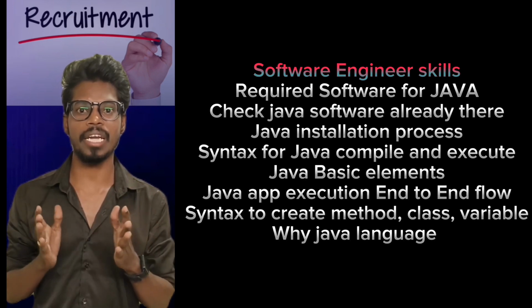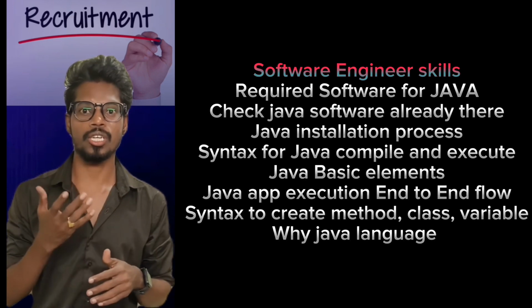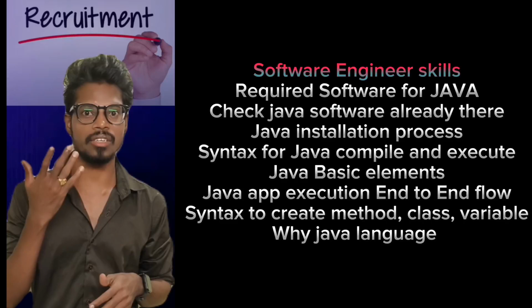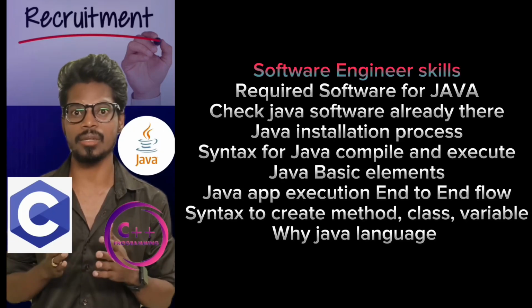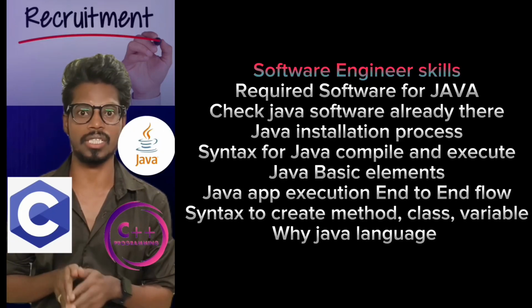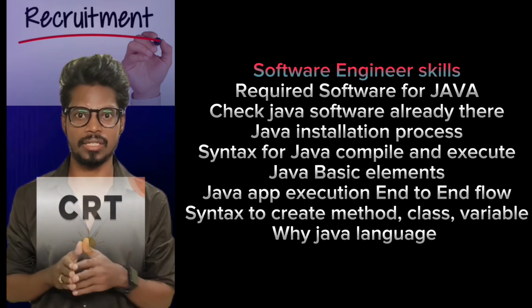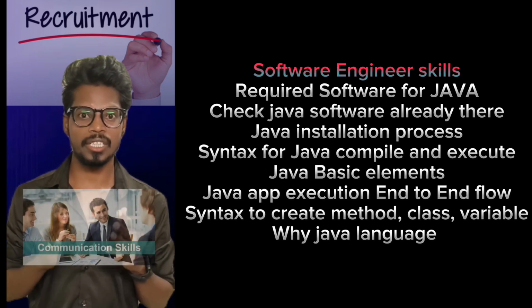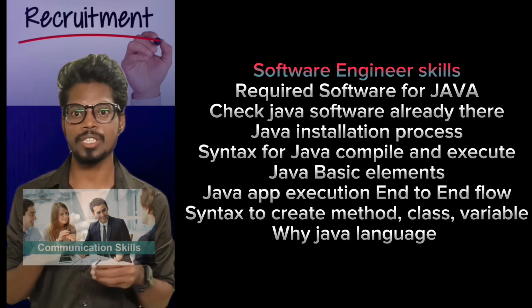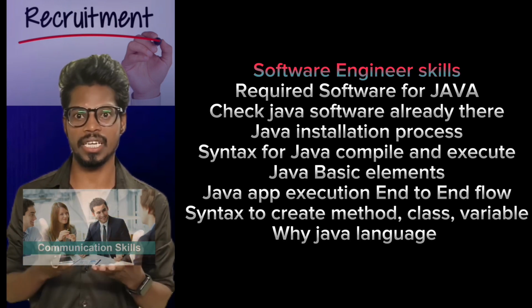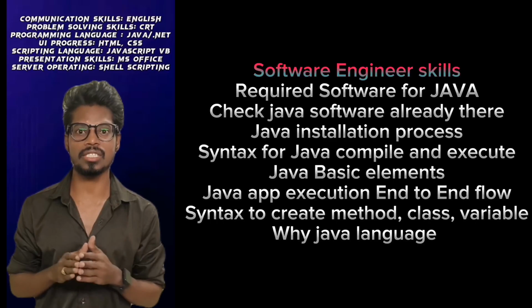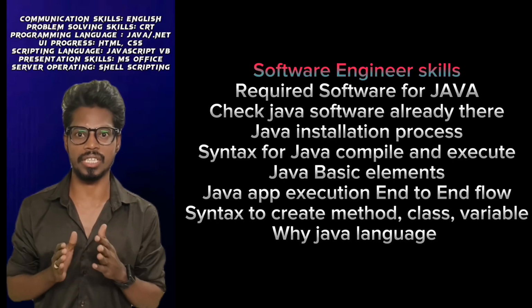There are different programming languages available in the market. You can learn any one of the programming languages like C, C++, Java, Python. For problem solving skills, we have to learn CRT classes. Communication skills are very important in the software industry, so you should understand and speak English. These are the different skills required as a software engineer.